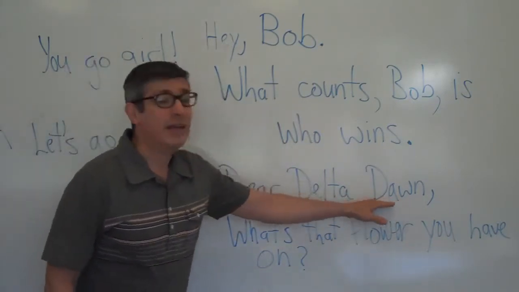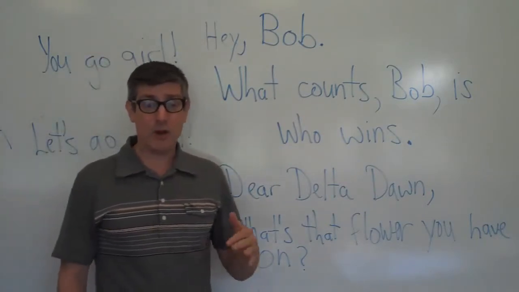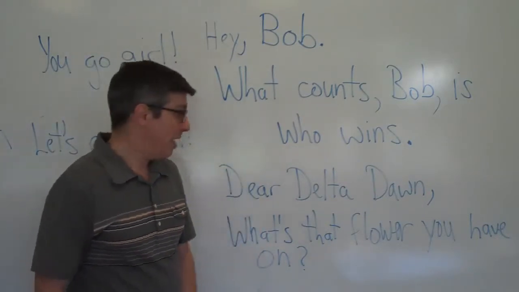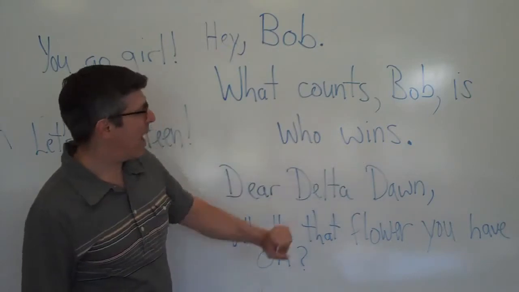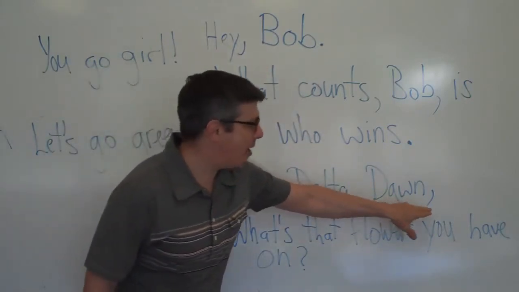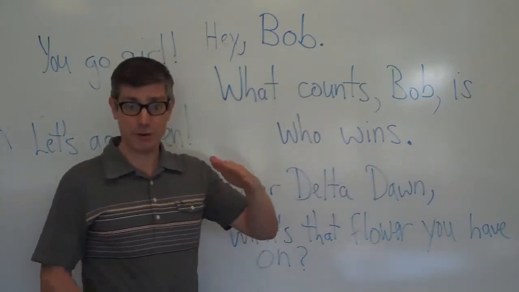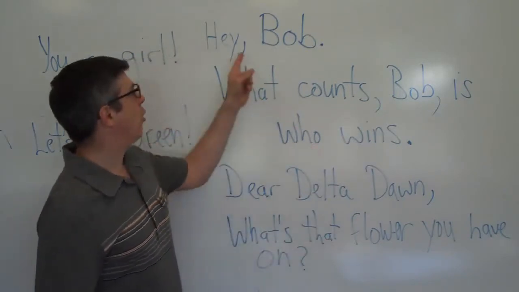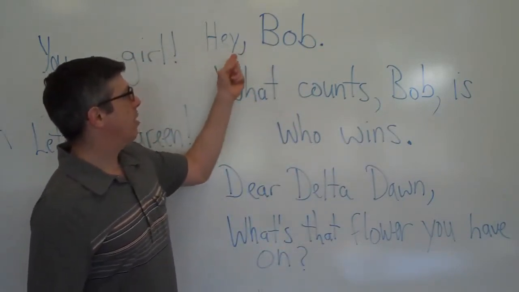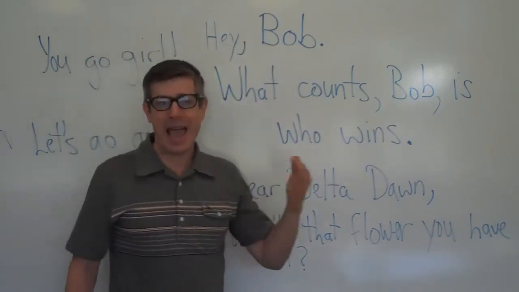But this, too, is a vocative. So, this is what we're used to. But we sort of have maybe forgotten that the same comma that comes after the "Dear John," or whoever it is, also ought to come before Bob in "Hey, Bob."